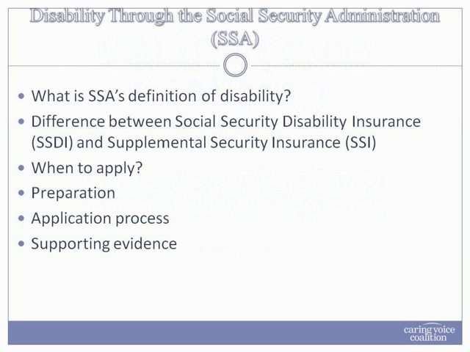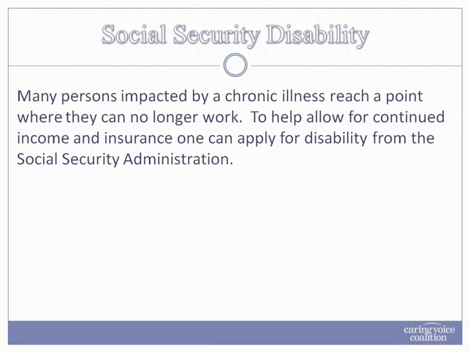First, let me explain that for individuals who are dealing with a chronic illness like pulmonary hypertension, you get to a point where you can no longer work. And so the Social Security disability process allows you to continue the income and insurance that you need. That's why it's in place.